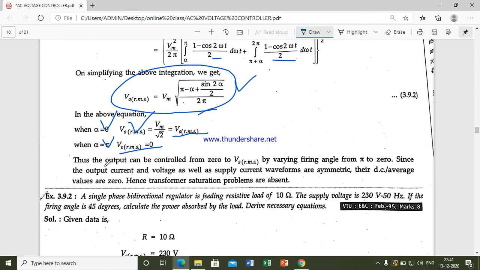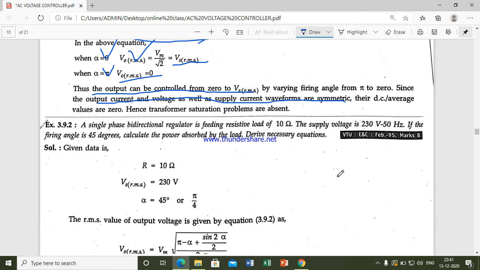So here you can observe that the output can be controlled from 0 to Vs RMS by varying the firing angle. Here we have the firing angle, and by varying it we are able to control the on and off of the SCR. By varying this firing angle from pi to 0, since the output voltage and current, and the supply voltage and current, are symmetric, hence you are able to control this.